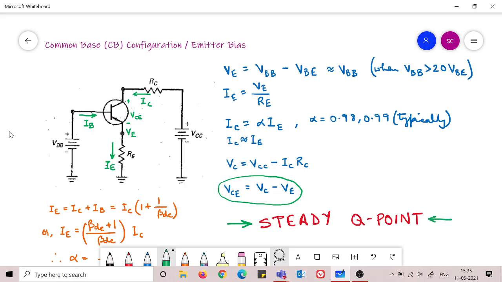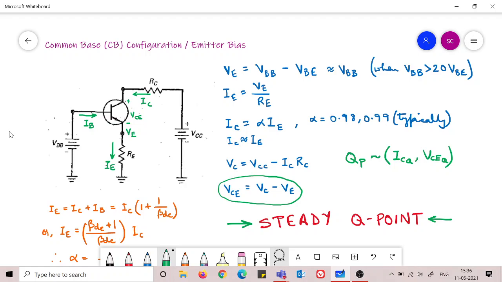How can I proclaim this steady Q point? How in the analysis am I able to observe that it has a stable Q point? What is the Q point? Q point is nothing but the ICQ and VCEQ. So for given values of this VBB, VCC, etc., you will be able to calculate the IC, you will be able to calculate the VCE. So this is the thing.